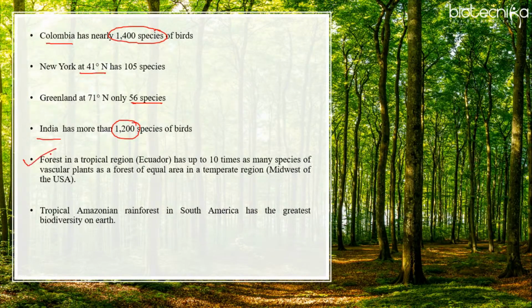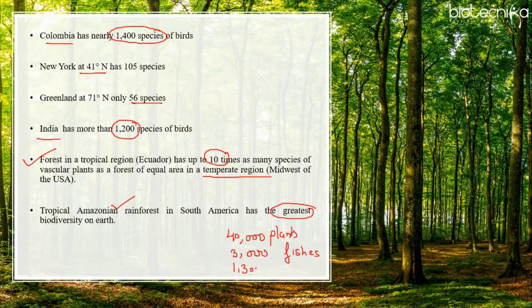Even when we see the forest in tropical regions, they have 10 times as many species of vascular plants as forest of equal area in temperate regions. Also, the largely tropical Amazonian rainforest in South America has the greatest biodiversity on Earth. It is home to more than 40,000 species of plants, 3,000 of fishes, 1,300 of birds, and 427 of mammals.